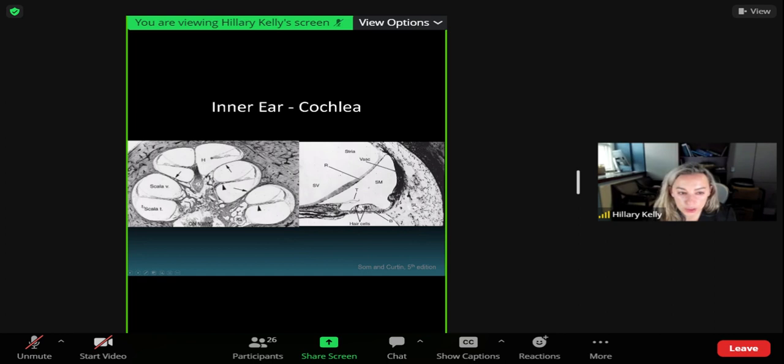And then posteriorly, we always want to look at the vestibular aqueduct because, again, the vestibular aqueduct can be enlarged in some congenital anomalies. The aqueduct contains the endolymphatic duct and sac.